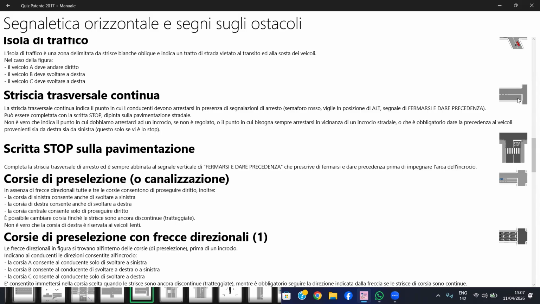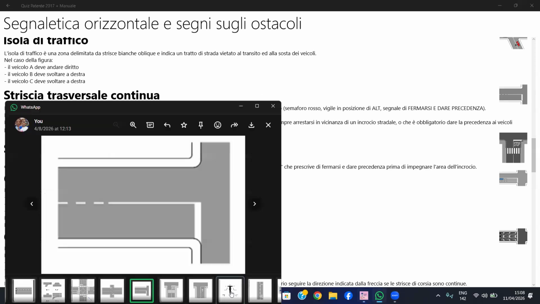Okay? Please take note. They said, in presenza del segnale di arresto, semaforo rosso, vigili in posizione. They said, in the case of whether there is a semaphore here or there is a vigili standing at this junction at a position. Maybe I think I have the, okay, let me see.